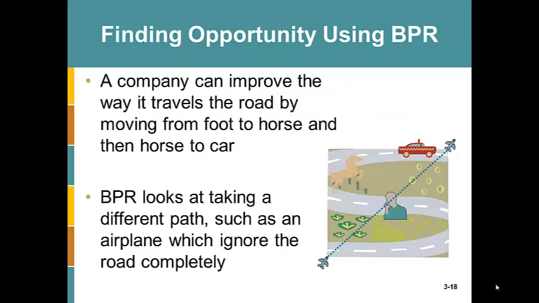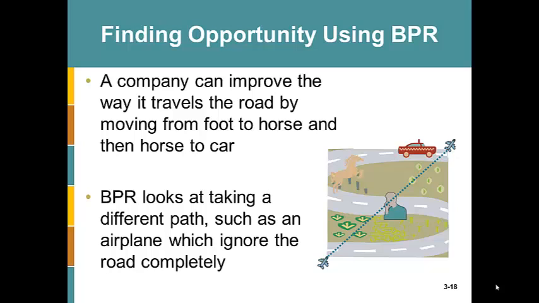To find opportunities using business process reengineering, you want to look at not necessarily just how to improve things, as we said, how to improve existing tasks. You want to challenge the notion that every task that you're doing today even needs to be done. So for example, a company could improve the way it travels on the road by moving from foot to horse and then horse to car. But BPR would look at challenging that notion that you actually even need the road in the first place.